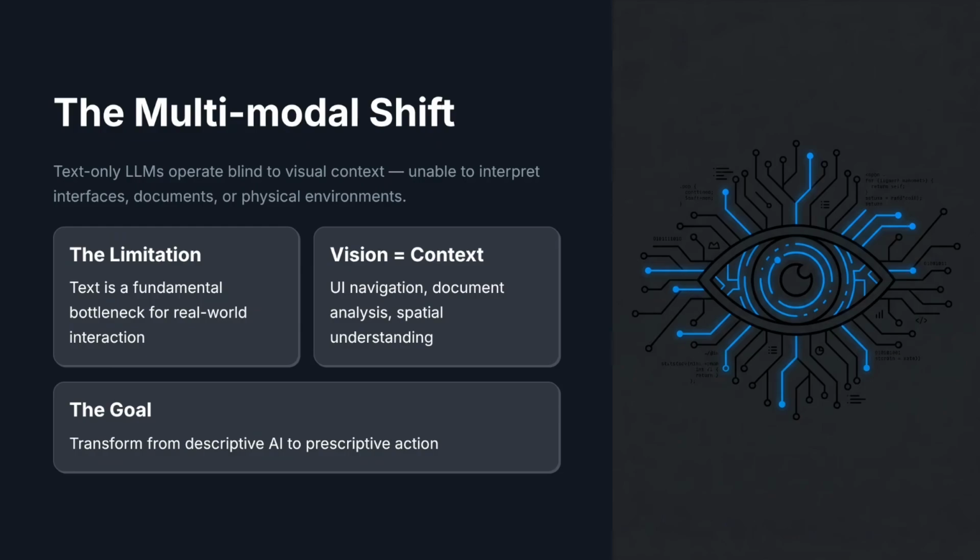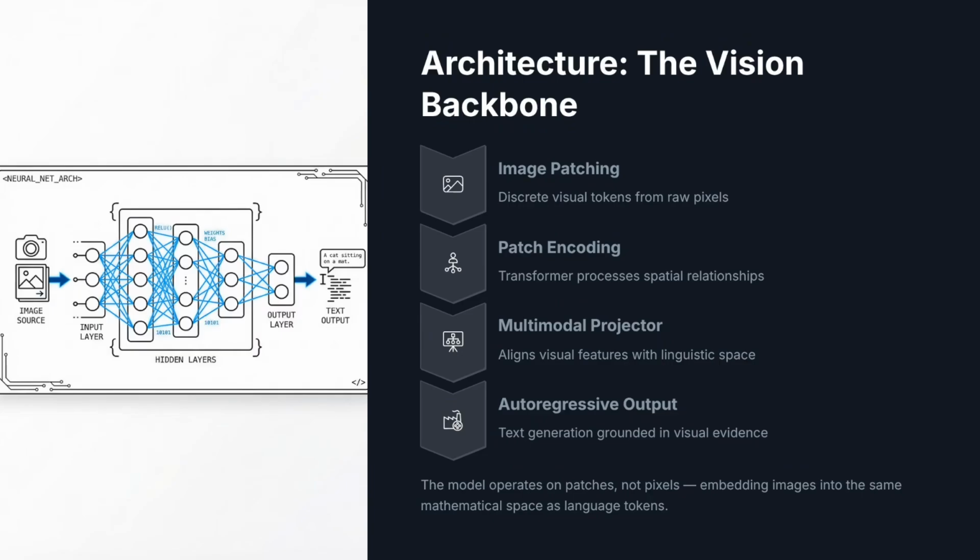We aren't just building a chatbot that describes images. We are building a system that can interpret a visual state and execute a precise action based on what it sees. This is the transition from descriptive AI to a prescriptive implementation. To build with vision, you have to understand the backbone.